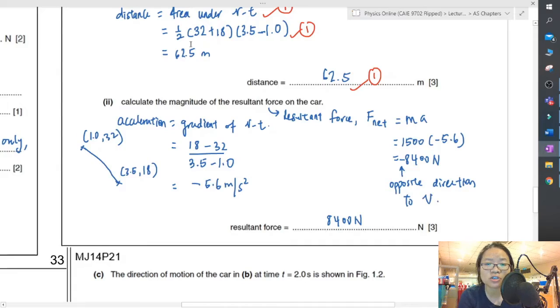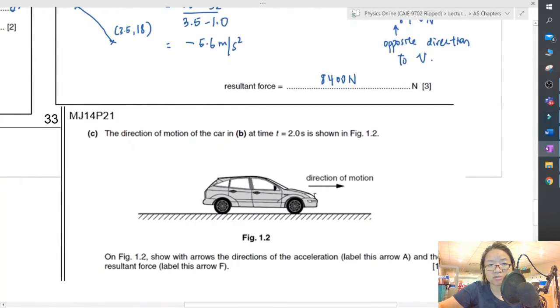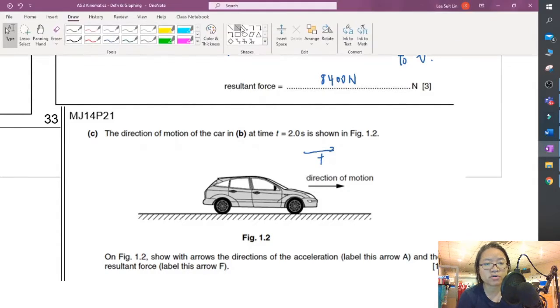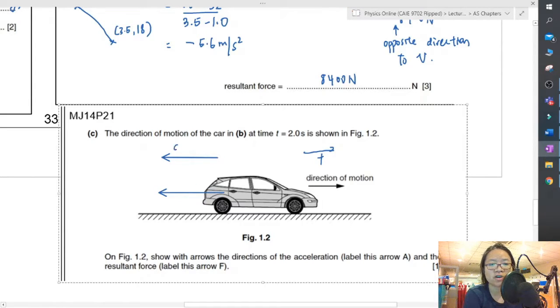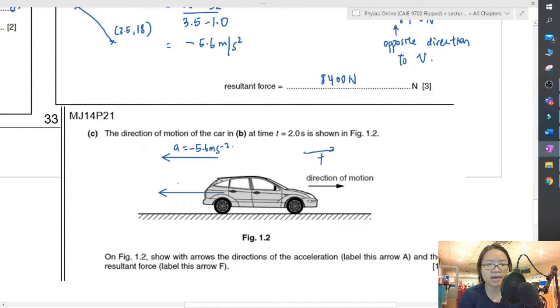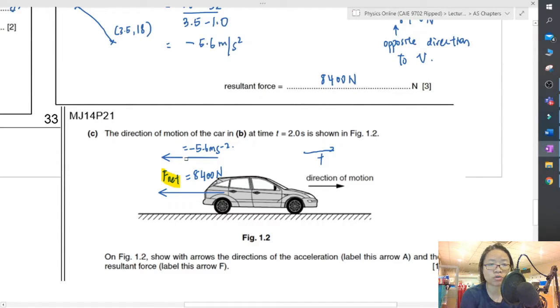Alright, the negative here shows opposite direction to V. V is always positive, the entire graph is positive, right? So now, it says that the direction of motion here is positive. And you are asked to show with arrows the direction of acceleration, A, and resultant force. So I'm extra, I write the value. You don't have to write the value, but you should follow their sign. So if they use uppercase A, you also use uppercase A and uppercase F.